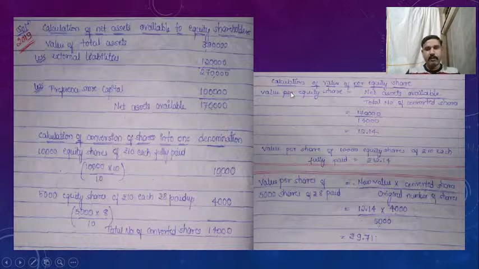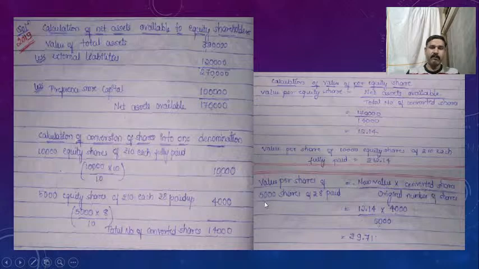So next, calculation of value per equity share. Value per equity share equal to net assets available divided by total number of converted shares. So 1,70,000 divided by 14,000, 12 rupees 14 paisa is the value per equity share. So value per share of 10,000 equity shares of 10 each fully paid, that is 12 rupees 14 paisa.